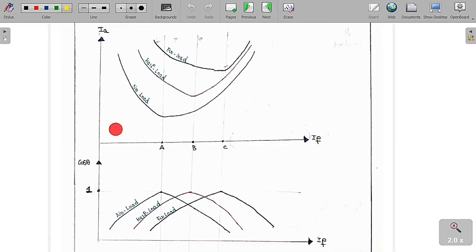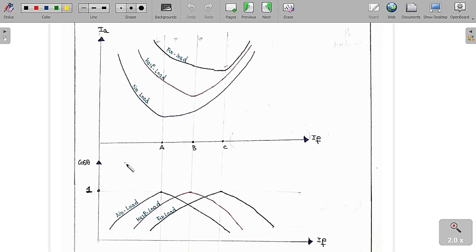If I draw the characteristics between the armature current and the field current for the synchronous motor, whenever the excitation is changed but the mechanical load is constant, we get this format. This is the graph that you get at no load.